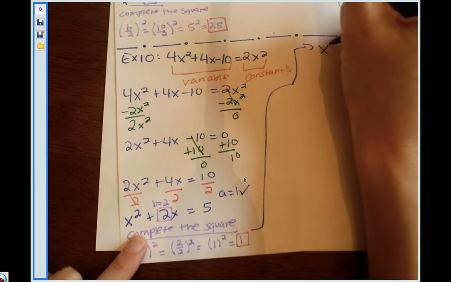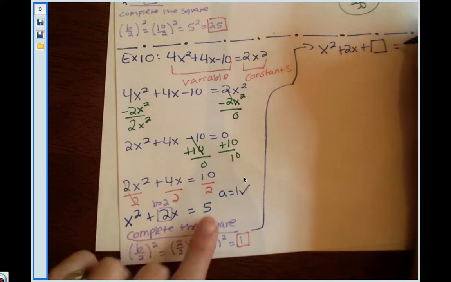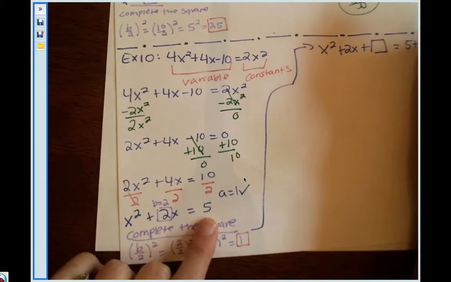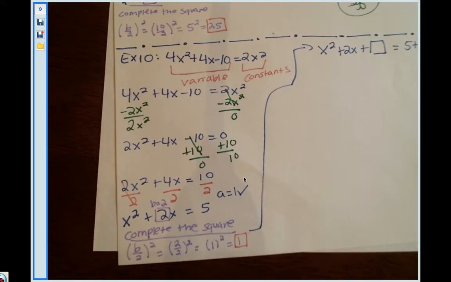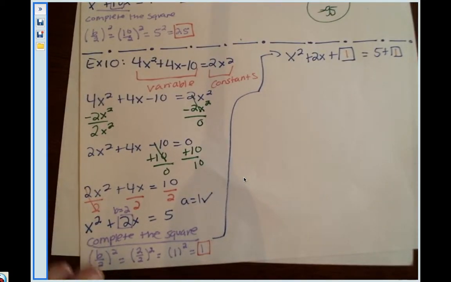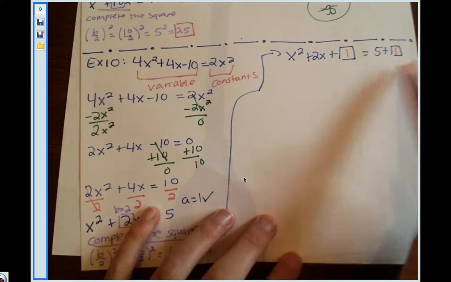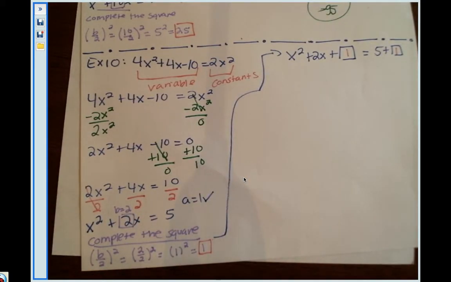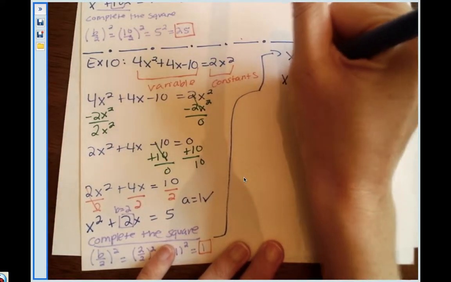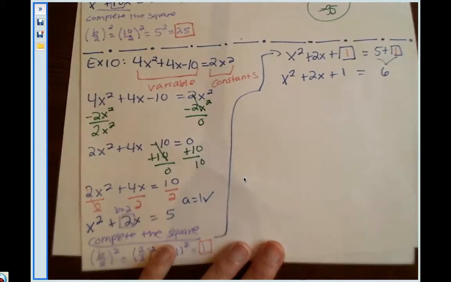So I'm going to write x squared plus 2x plus my cute little boxy equals 5 plus my cute little boxy. All right, and my magical box number is this little 1. So I'm going to add 1 onto both sides of my equation. Before I factor this, I'm going to add these together. So this is x squared plus 2x plus 1 equals 5 plus 1, which is 6.